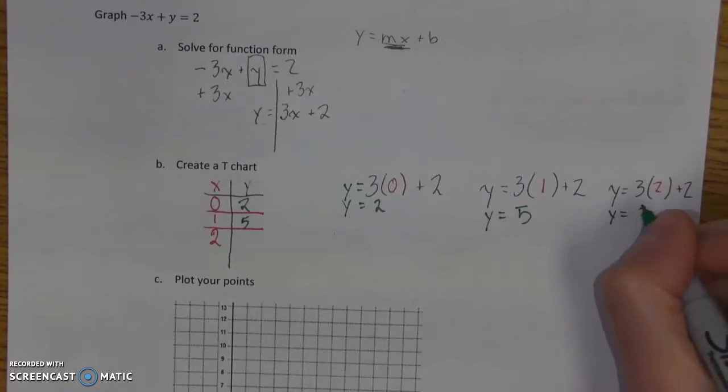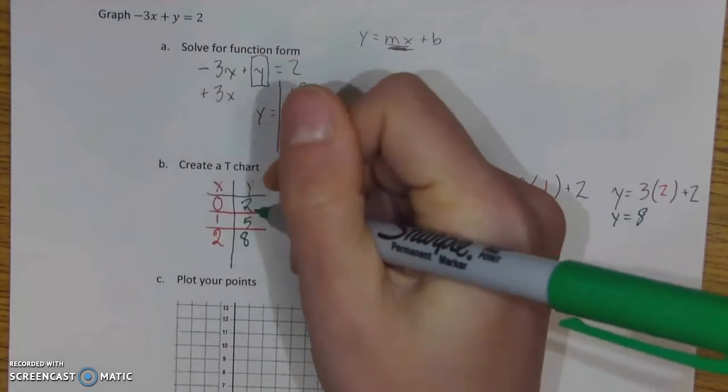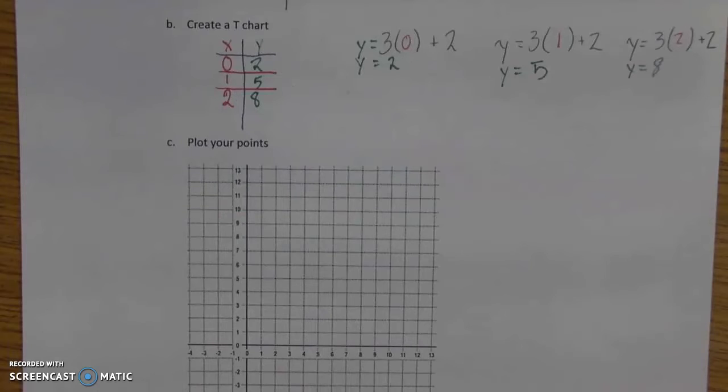6 plus 2 is 8. Therefore, y equals 8. All right, so now I have a filled-in t-chart with 3 values. You can find more, you just only need 3. So what do I do with that t-chart? Well, this is where plotting points comes into play.